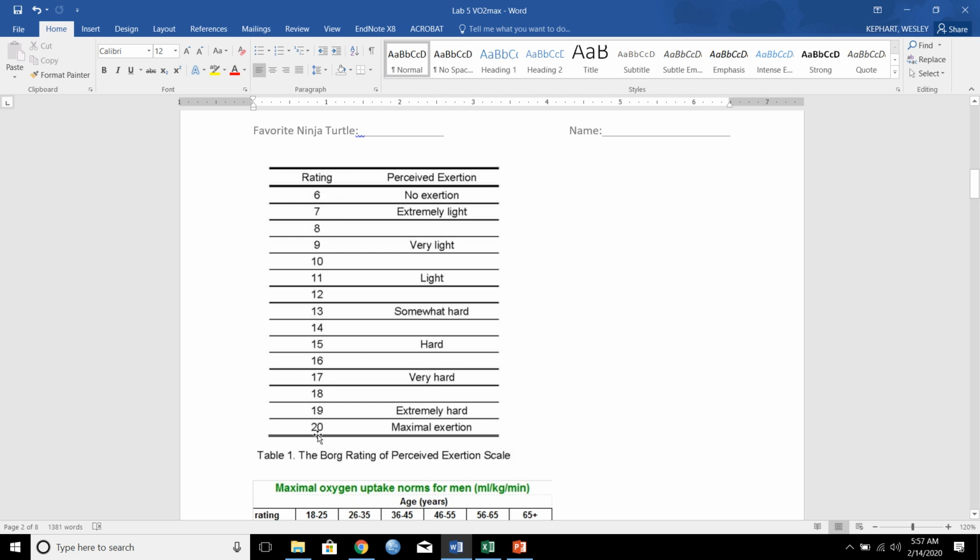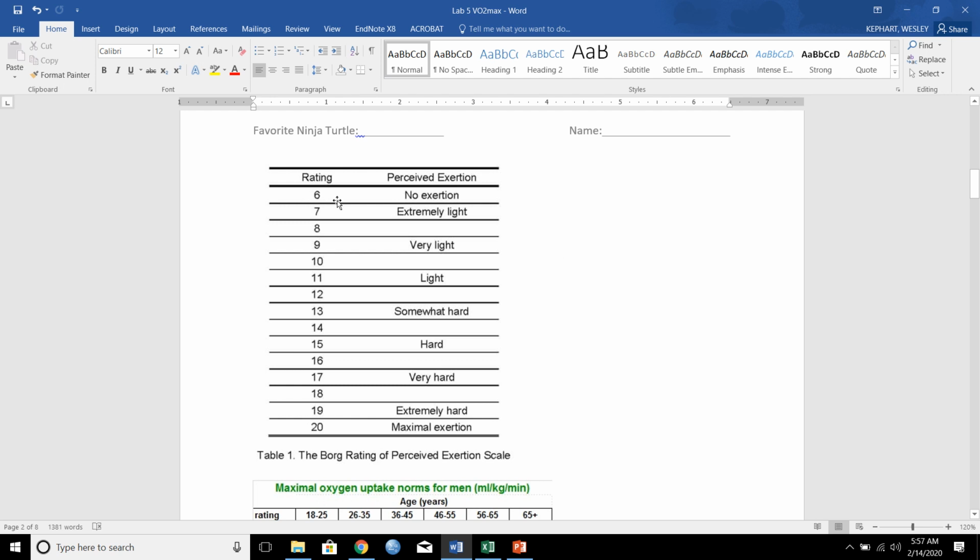Now, something peculiar to know. Why is it 6 to 20? Why do you think? Now, what if we added a 0 to all of these numbers? Does that look like any potential variable that we could get during an exercise test?